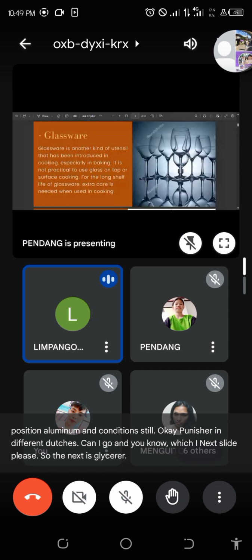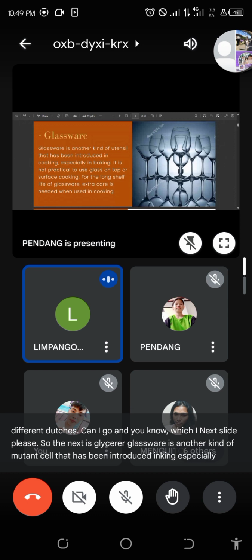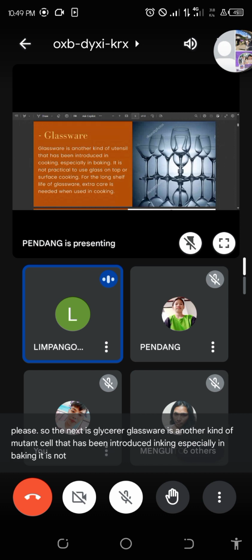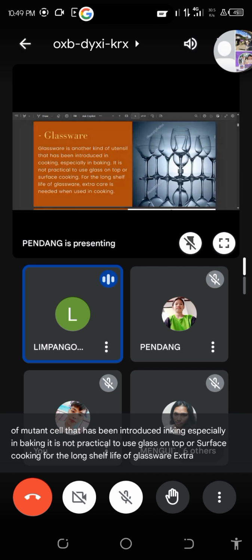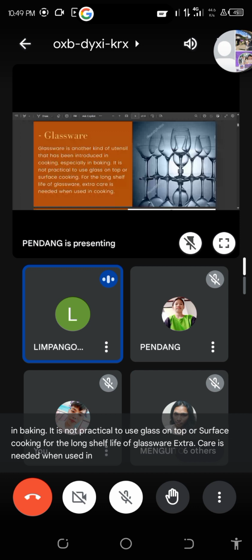So the next is glassware. Glassware is another kind of utensil that has been introduced in cooking, especially in baking. It is not practical to use glass on top or surface cooking. For the long shelf life of glassware, extra care is needed when used in cooking.